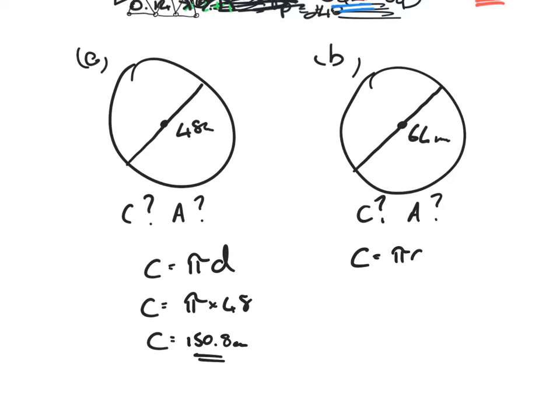So for this one, again, it's circumference equals pi times diameter. Pi times the diameter, which this time is 64. Let's throw that in and we get 201.1 millimetres to 1 decimal place.